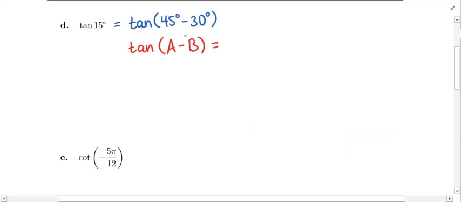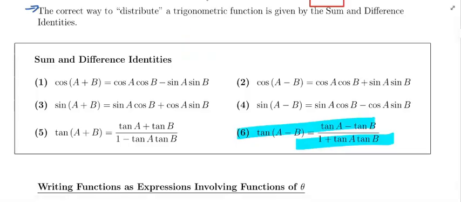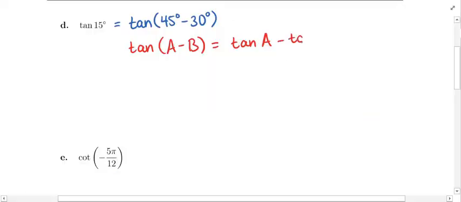If you go back and copy that formula down, this is going to be the tangent of A minus the tangent of B, all over 1 plus the tangent of A times the tangent of B. That's what we're going to be using here.